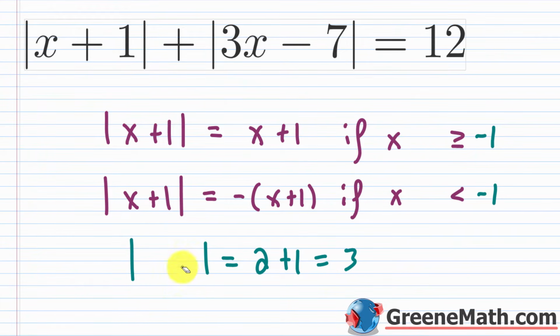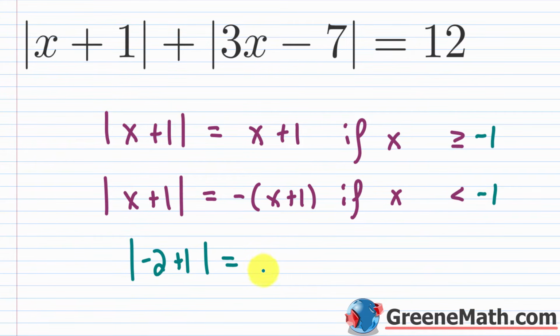Now, the other one, let's say I had something that's less than negative 1. So let's say I pick negative 2. Well, I have the absolute value of negative 2 plus 1. I can't just drop the absolute value bars, right? If I did, I'd have negative 2 plus 1, which is negative 1, which is not the right answer. You would want to say that this is the negative of negative 2 plus 1. I've got to flip the sign because of the absolute value operation. So negative 2 plus 1 is negative 1, and so this would be the negative of negative 1, which is positive 1. And if you took the absolute value of negative 1, you would get positive 1. So this is going to be our rule, okay?